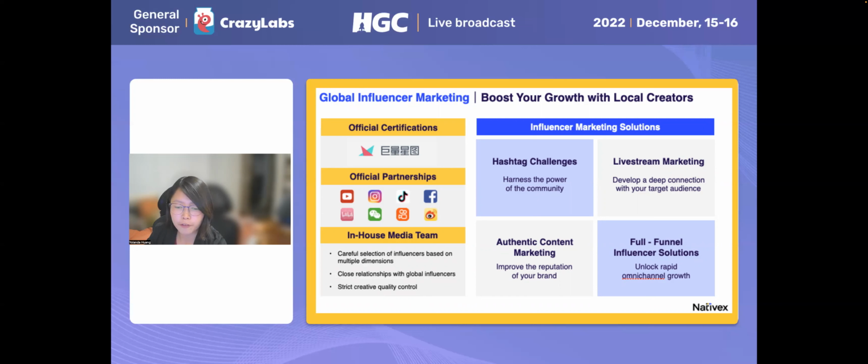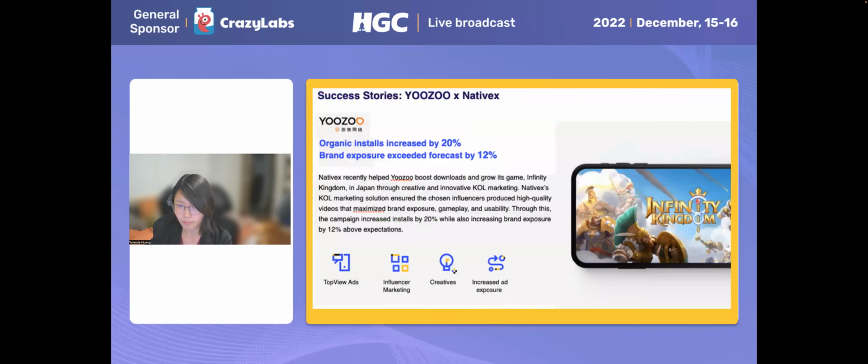So when coming to influencer campaigns at scale, I'd like to showcase some data, some success cases from us, so you have an idea of what level of achievement can be associated with larger scale of influencer campaigns. So number one, organic installs can be boosted. So in this case, it's 20%, together with the increment in brand exposure.